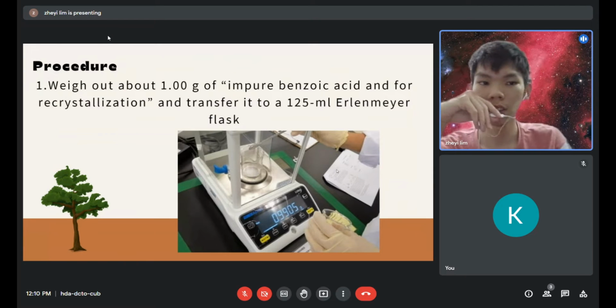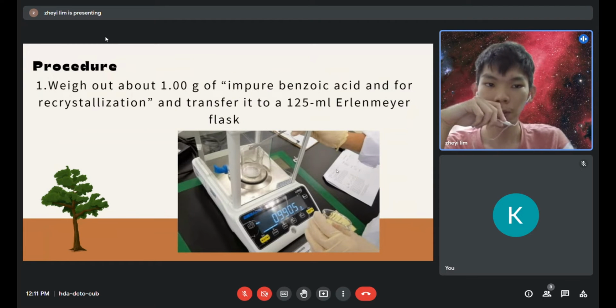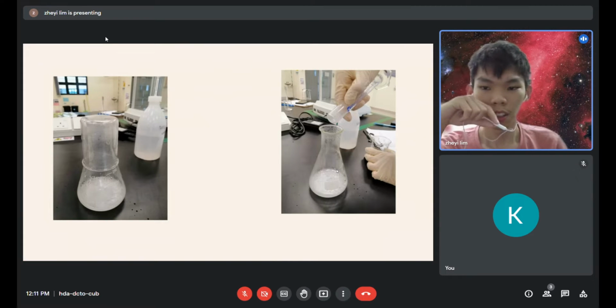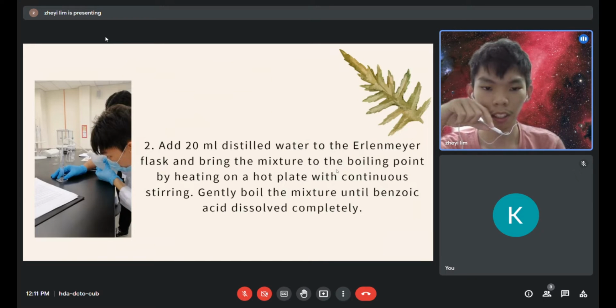And now I will talk about the procedure for experiment 2. First, weigh out about 1 gram of impure benzoic acid for recrystallization and transfer it to a 125 ml Erlenmeyer flask. Here are some photos from the experiment. Next, add 20 ml distilled water to the flask and bring the mixture to the boiling point by heating on a hot plate with continuous stirring. Gently boil the mixture until the benzoic acid dissolves completely.